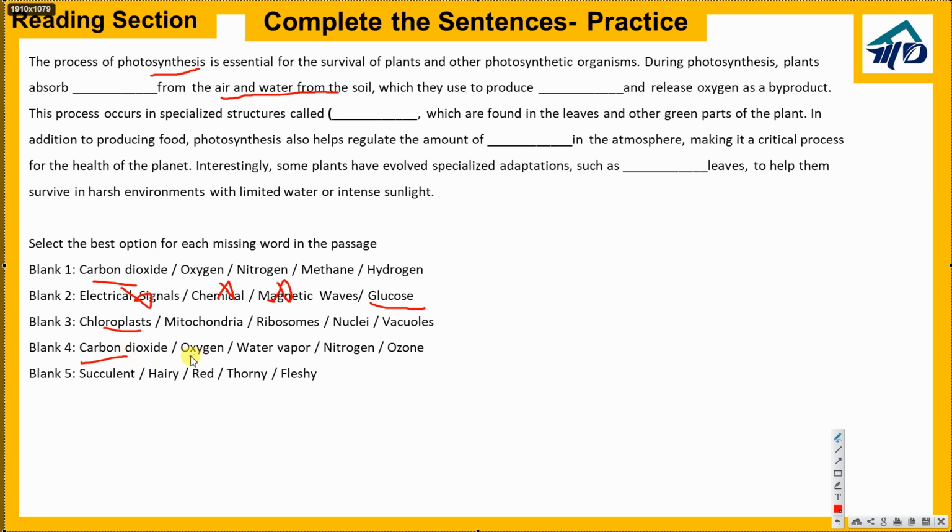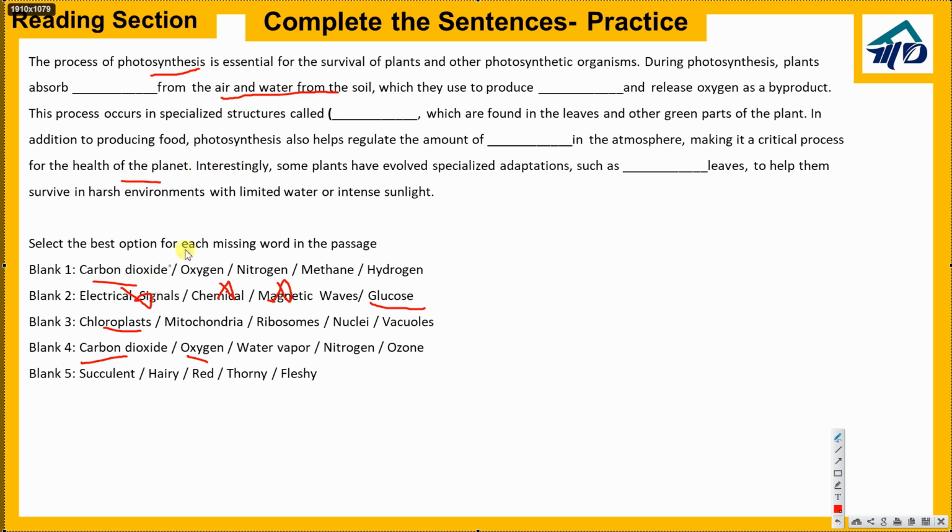Okay, some students may think of oxygen, but carbon dioxide is the better word. It regulates the amount of what? Because it absorbs CO2 from the atmosphere, it is helping us to maintain the level. Okay, making it a critical process for the health of the planet. Yes, for the health of the planet, it's important that carbon dioxide levels are not beyond their limit.